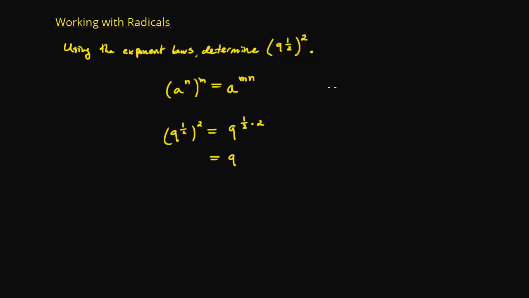If I square 9 to the power of 1/2, well, notice that if I square the square root of 9, I also get 9. That is, the square root of 9 is 3, and if I square it, I should get 9. So that gives us an argument that 9 to the power of 1/2 should be equal to the square root of 9. So fractional exponents actually denote radicals in math.